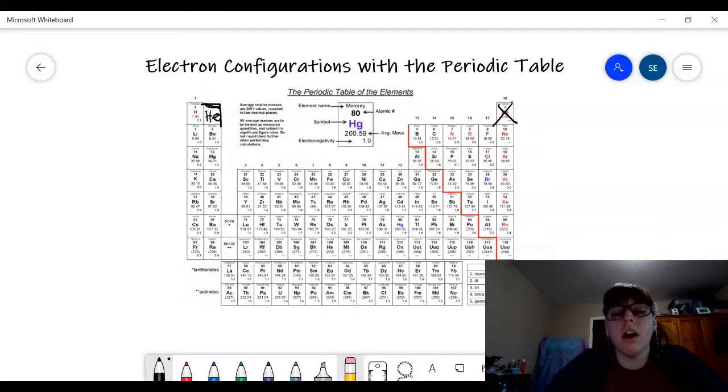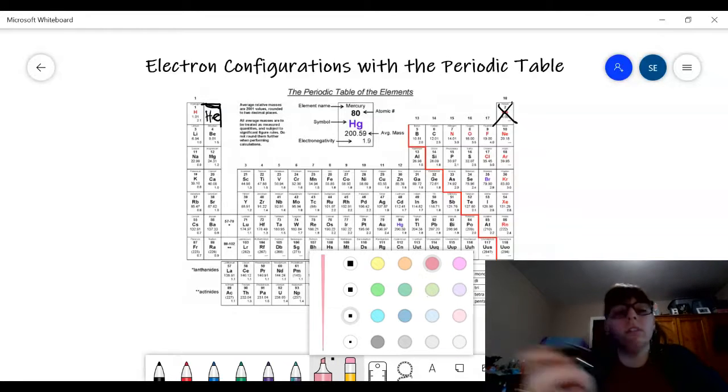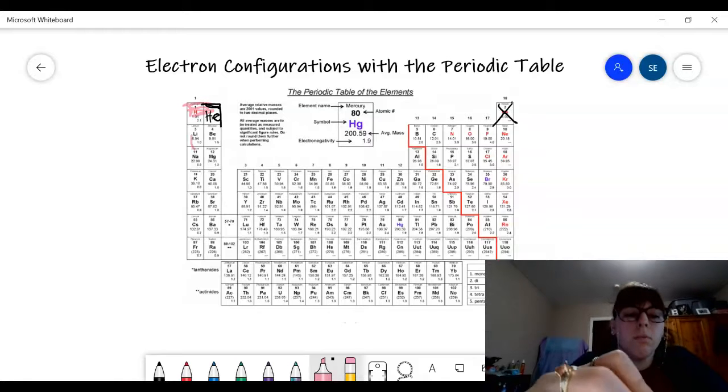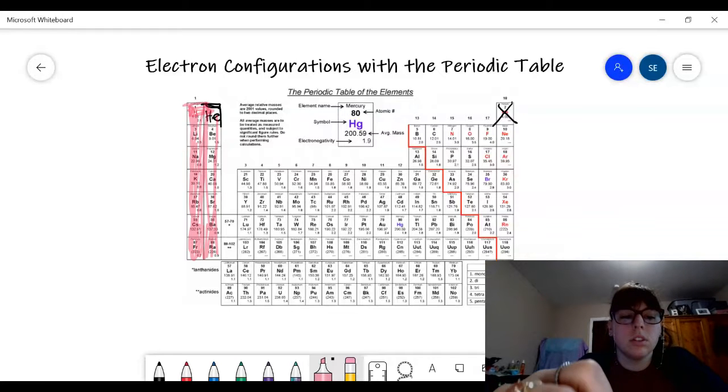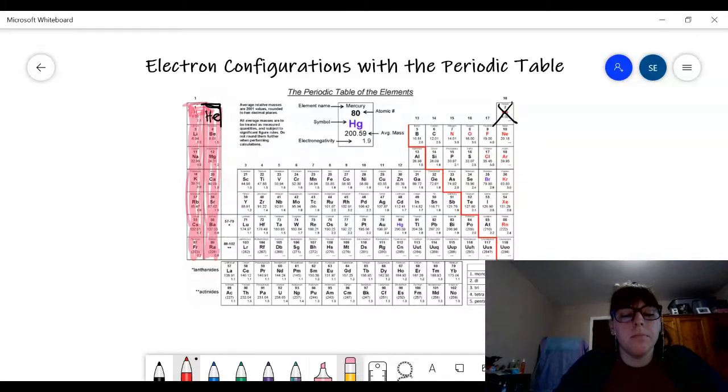Now I'm going to color some of these blocks. All right, the first block I'm going to color in, and I'm just going to use red for whatever reason, is the first two groups, group 1 and group 2. And I'm just going to color them in with this red color. And there we go. And I colored this group in red because this represents my S block.